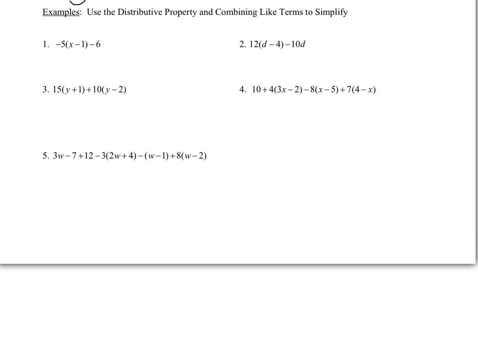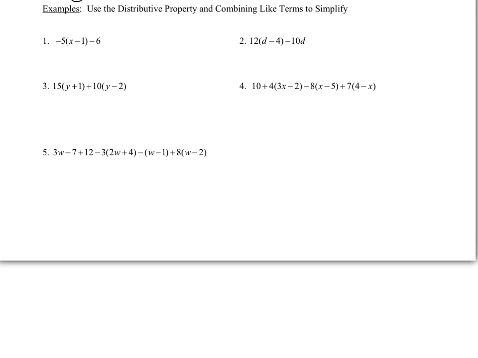Okay, let's do some examples together. It says use the distributive property and combine like terms to simplify. Okay, the distributive property is what you're going to get rid of the grouping symbols with. So you're almost always going to get rid of the grouping symbols first, or the parentheses, and then you're going to combine like terms. So looking at this, number one, I have negative 5 times x minus 1, and then that quantity minus 6.